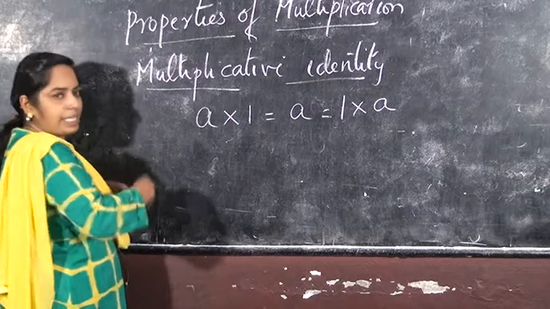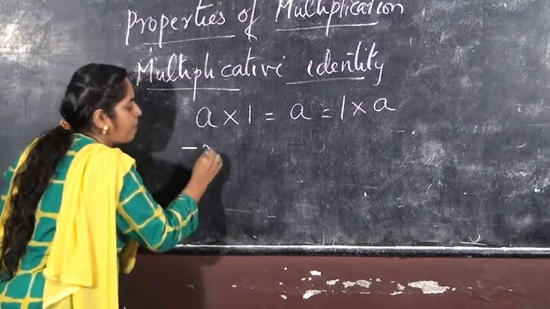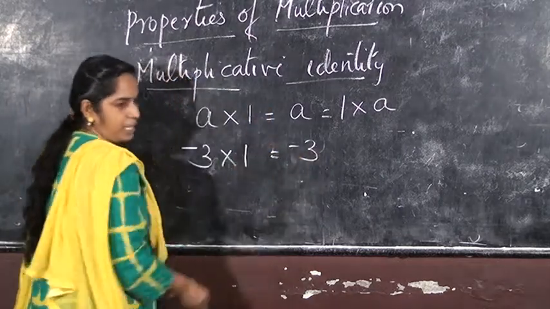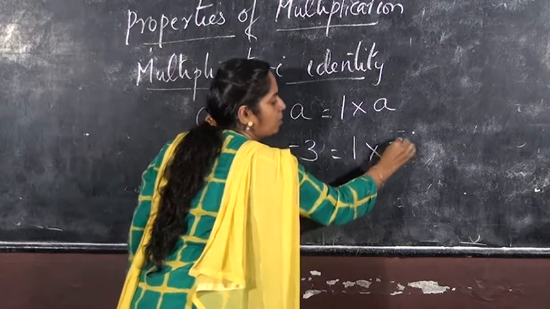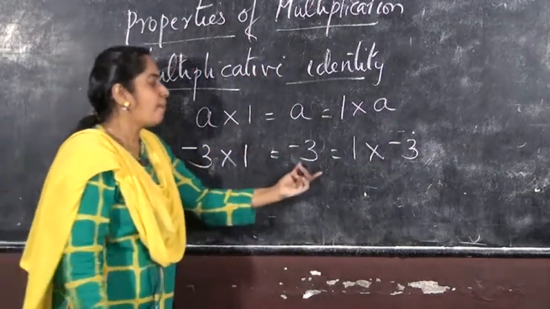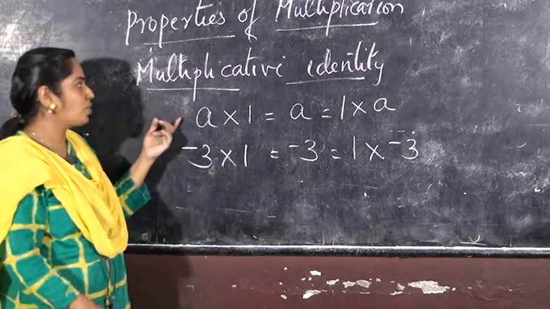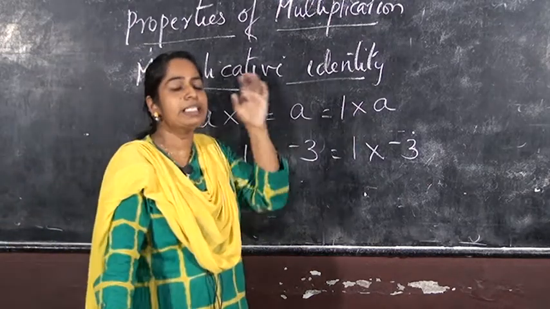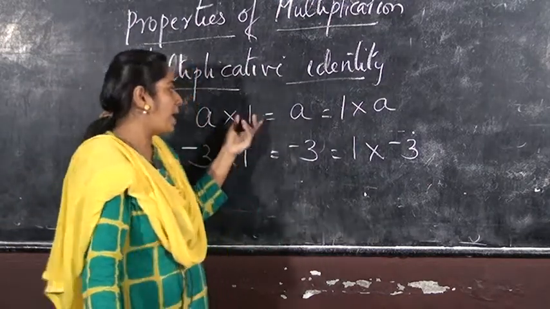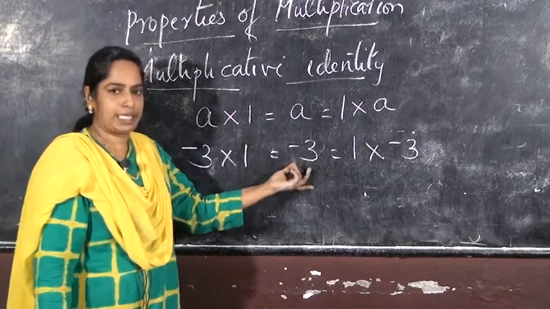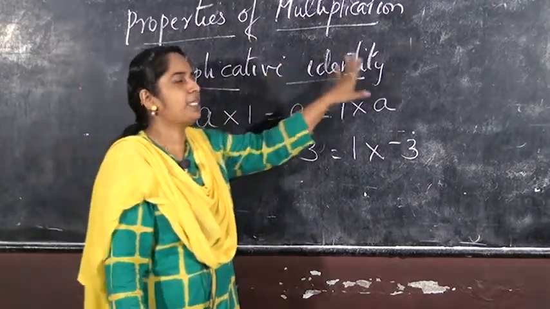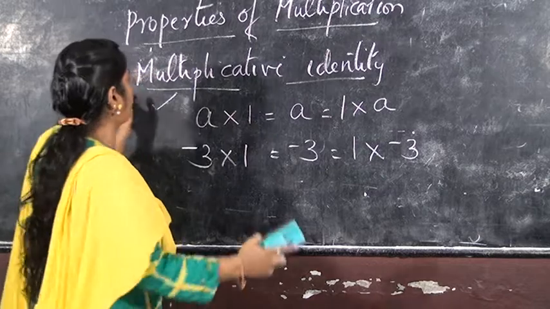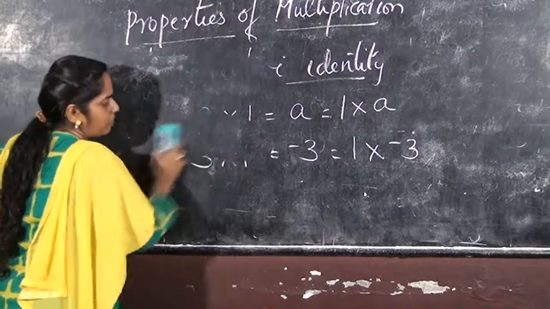We can check it by using an integer: minus 3 into 1 is equal to minus 3. If we check 1 into minus 3, that is the same, minus 3 itself. Isn't it, children? Multiplicative identity means when we multiply an integer by 1, we get the integer itself. So this multiplicative identity is also satisfied. Properties of multiplication, number 3. Next is what?